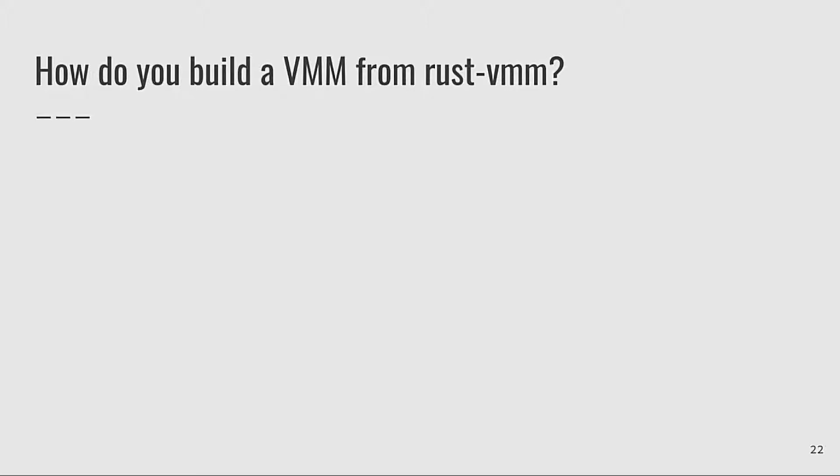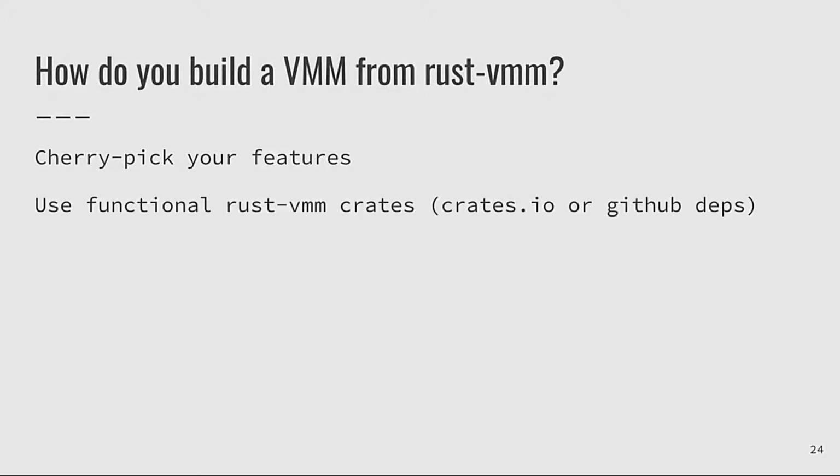So again, before going into more details on how you use those crates, how would you build a VMM from Rust VMM? The first thing you have to do is to decide which features you want your VMM to be using. I guess this is kind of what Paulo was describing before, where you decide you want a VMM that only does MMIO and no VFIO. You don't need hot plug. You don't need device pass-through. You select your features, and then from the Rust VMM crates, you're gonna cherry pick the crates that you need and merge that into something that looks like a VMM.